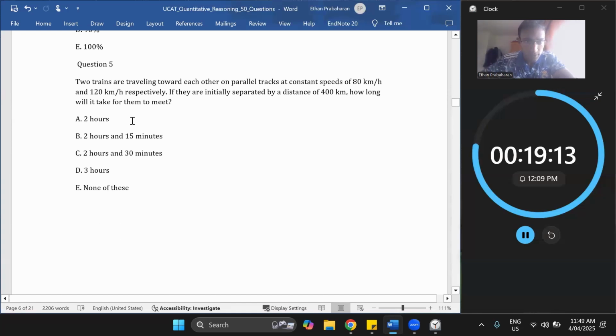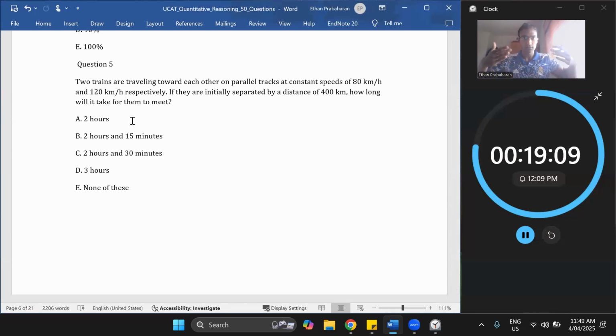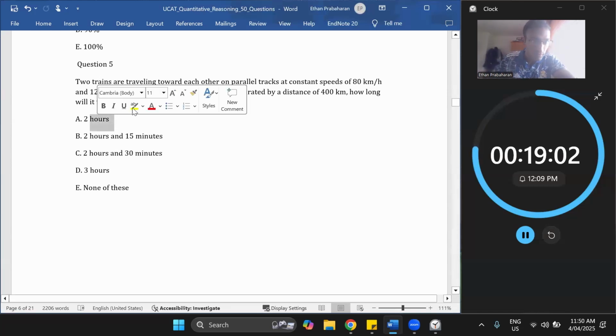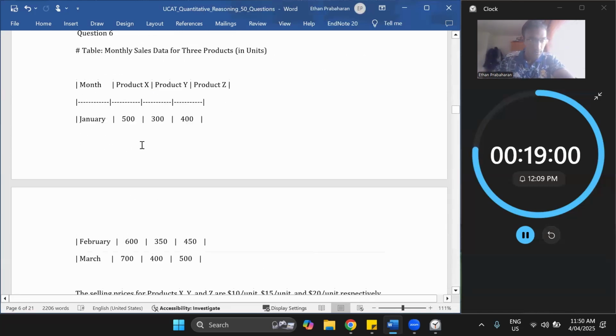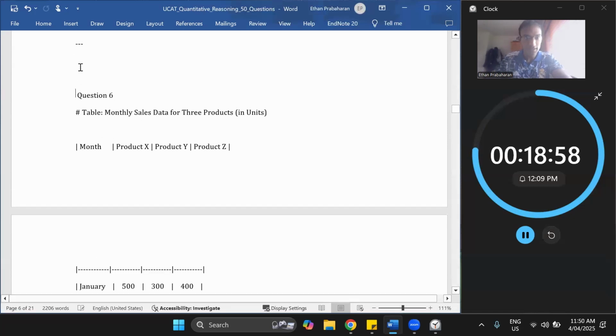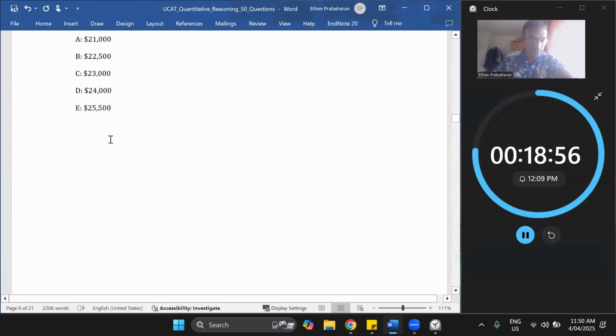Two trains are traveling toward each other on parallel tracks at constant speeds of 80 and 120. If they're initially separated by 400 kilometers, how long will it take to meet? So they're moving towards each other at 200 kilometers net, so that's going to be 2 hours. Oh, this is really hard to read. Hope that doesn't stuff everything else up.